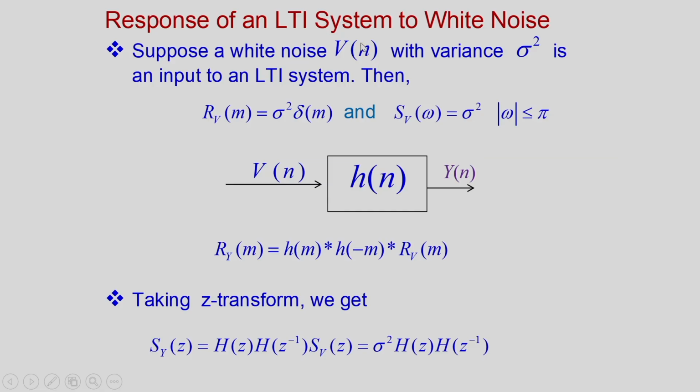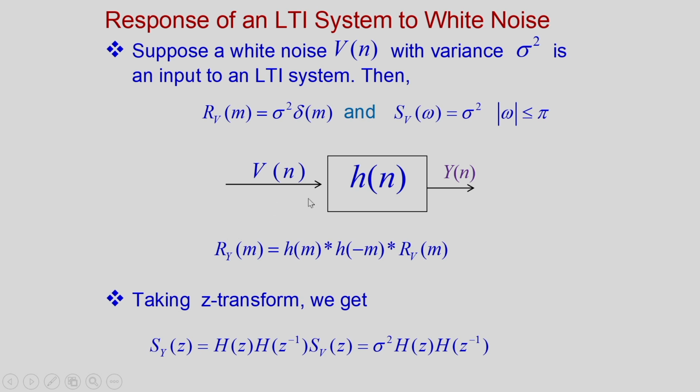Now, let us apply a white noise to a linear time invariant system. Suppose a white noise Vn with variance sigma square is an input to an LTI system. Then I know this is the white noise, Rv[m] is equal to sigma square delta[m], and Sv(omega) is equal to sigma square for mod of omega less than or equal to pi. This is the input. Vn is characterized by autocorrelation function and corresponding power spectral density.